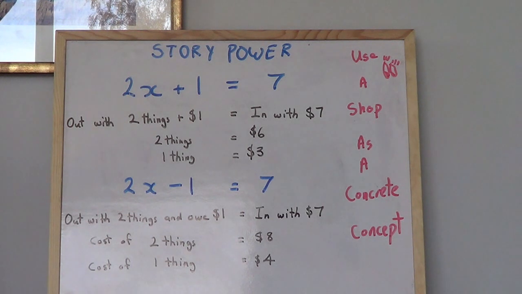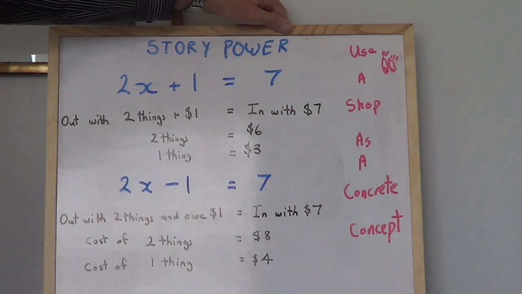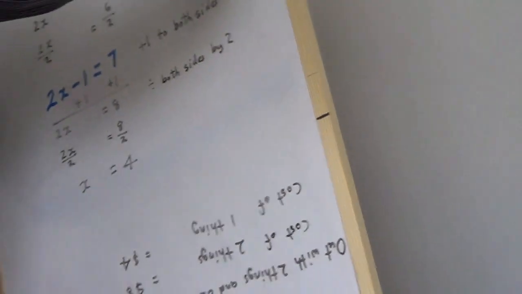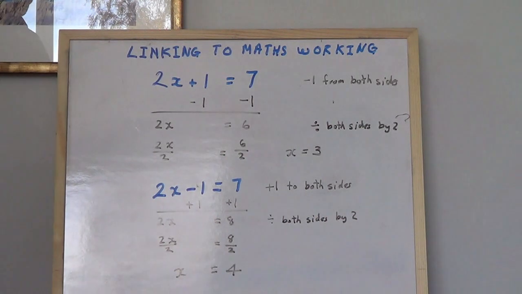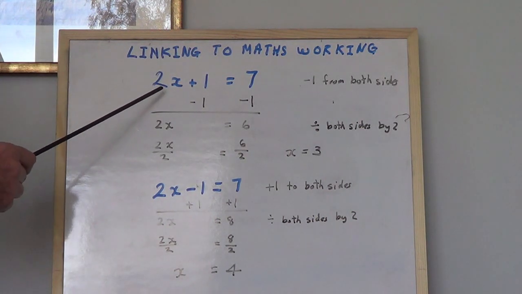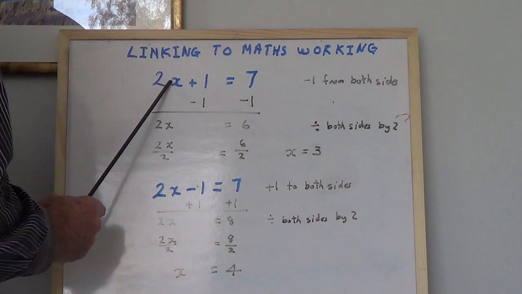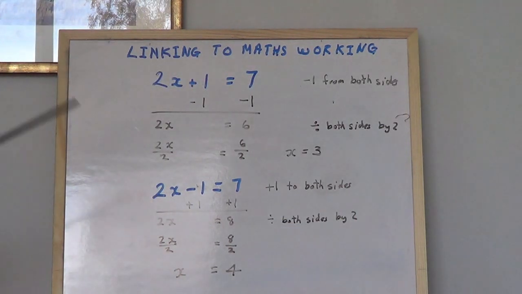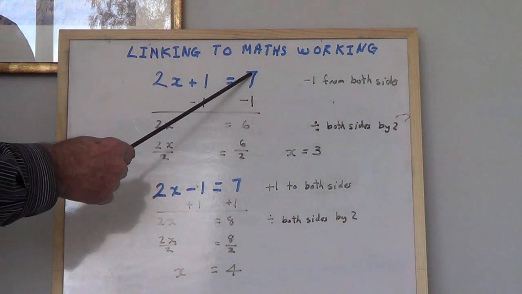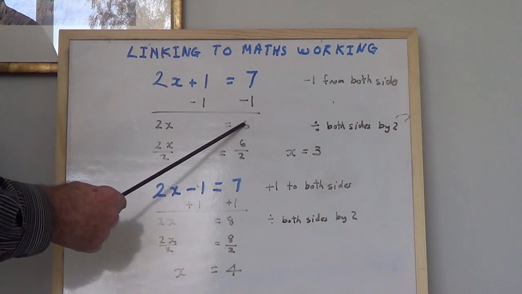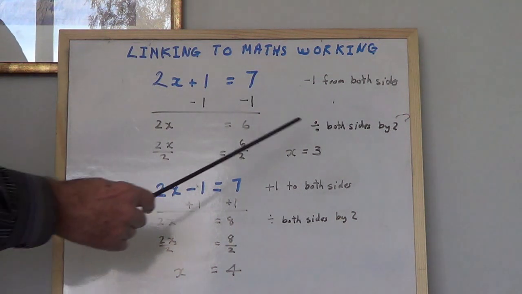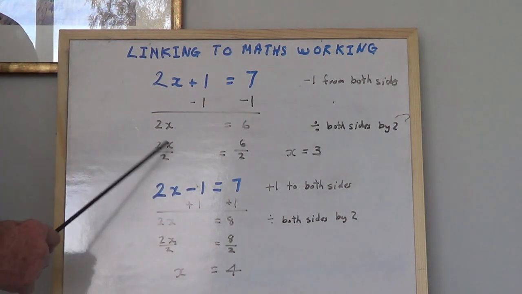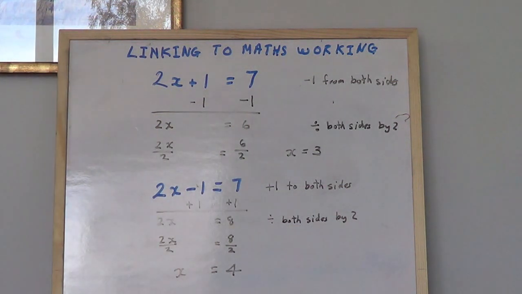And if you want to, you can link the story to the working. There it is. You go into the shop with $7, you buy 2 things, and you've got $1 too many. So what do you do? Well, you go in with $1 less. You go in with $1 less, right? There you are, $6, buying 2 things. Take one away from both sides. Then divide both sides by 2, and you find that the x value is 3.